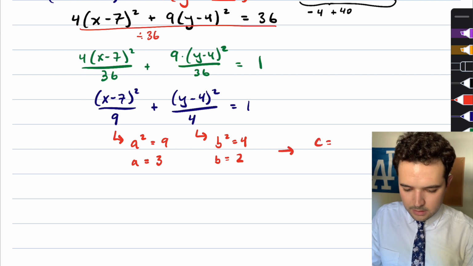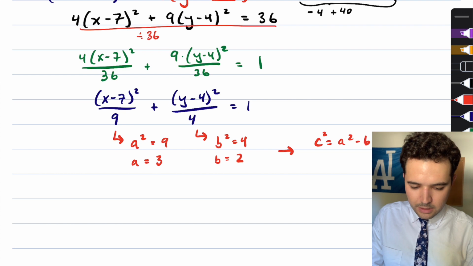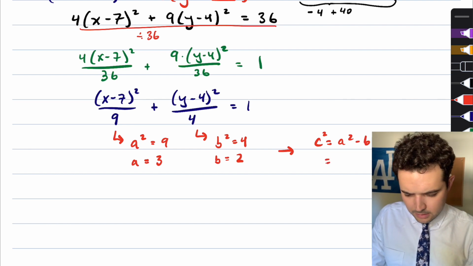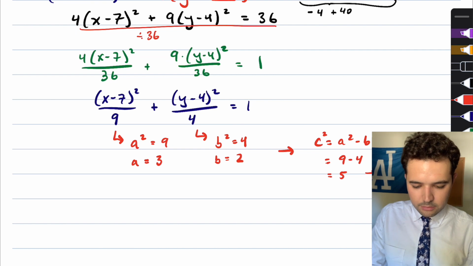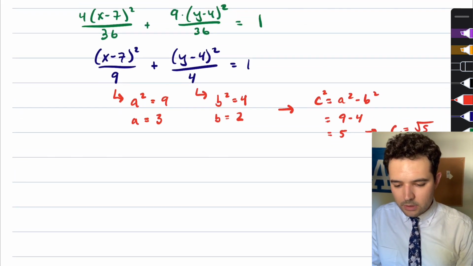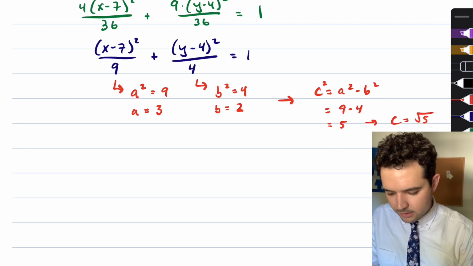That also means that c is going to be, well, let's see, c squared is going to be a squared minus b squared. So in the case of this ellipse, that'll be 9 minus 4, or 5. So c is equal to the square root of 5, slightly larger than 2. And now we can use this to graph out our ellipse. Now, as you know, I prefer to start without axes, so I will start with my center point, which I know to be at 7, 4.